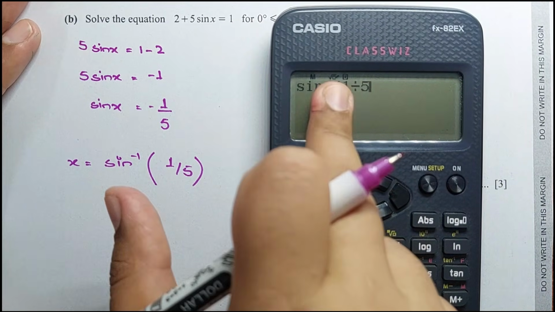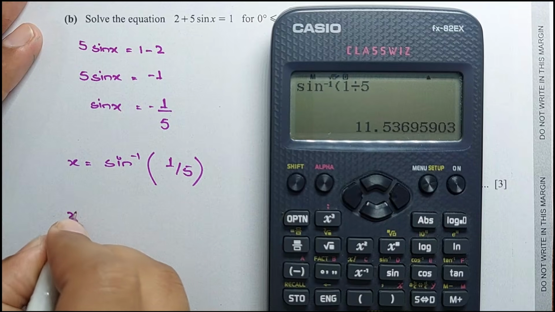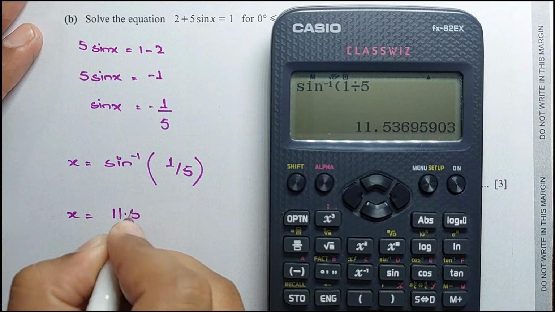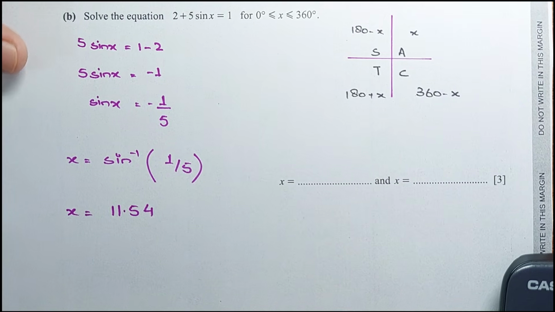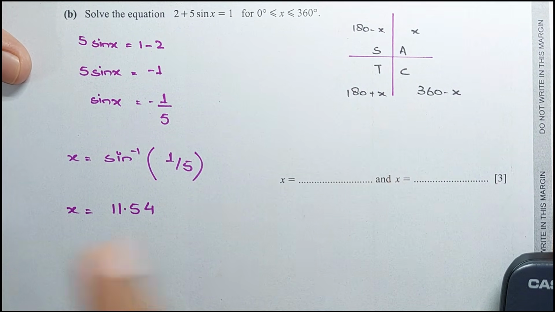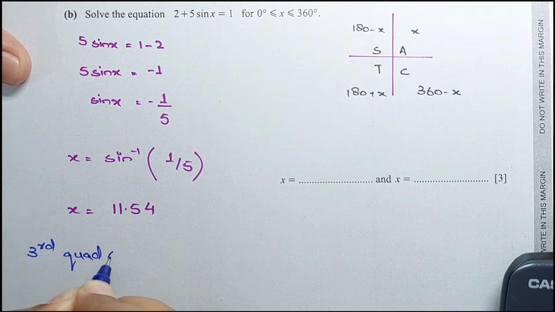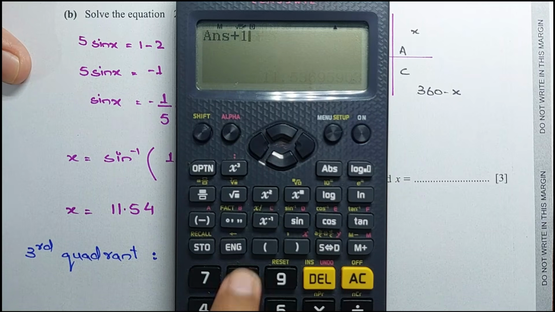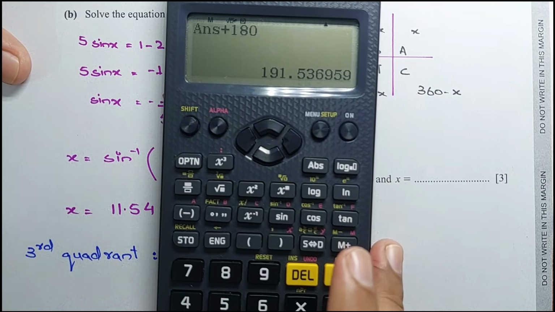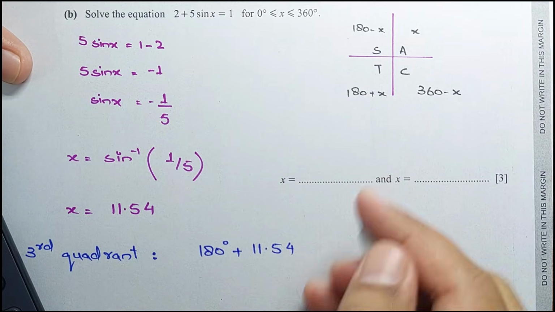It is in degrees. My calculator is in degrees, right? So the x value is 11.54 if I round it. Okay. Now sine is negative in the third and the fourth quadrant. Let me figure out the third quadrant. The operation is 180 degrees plus that value of x. Okay, plus 180. So the solution is 191.536.